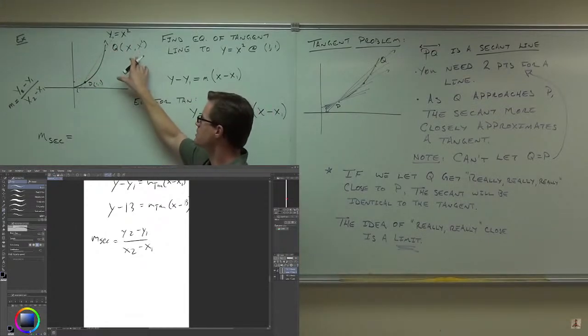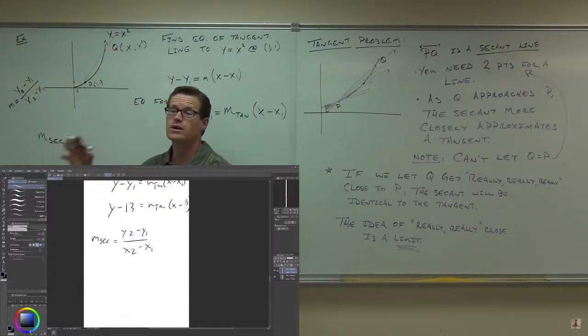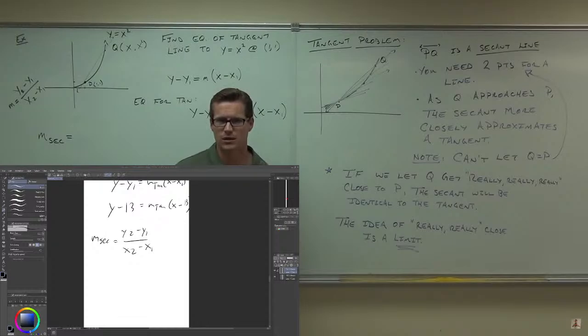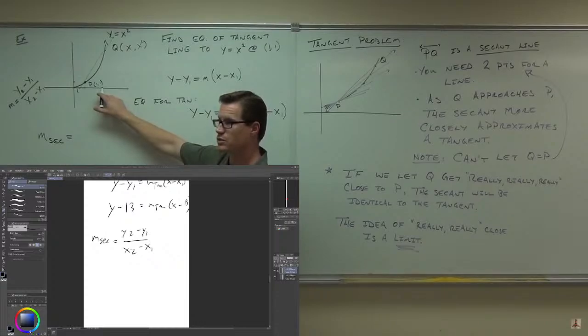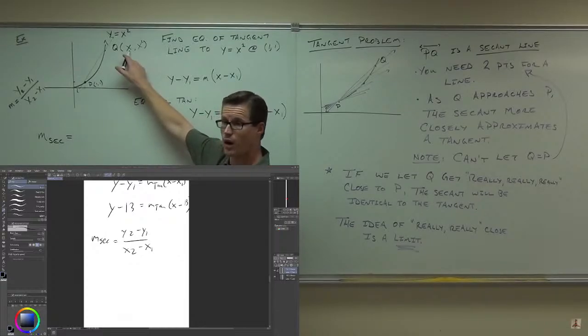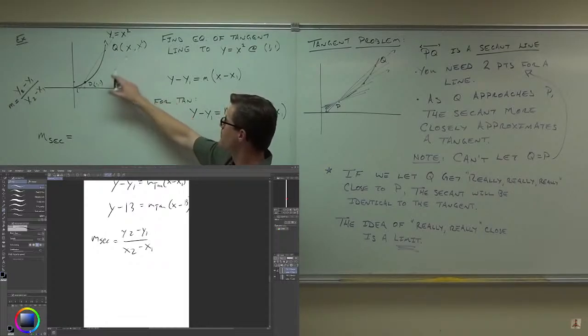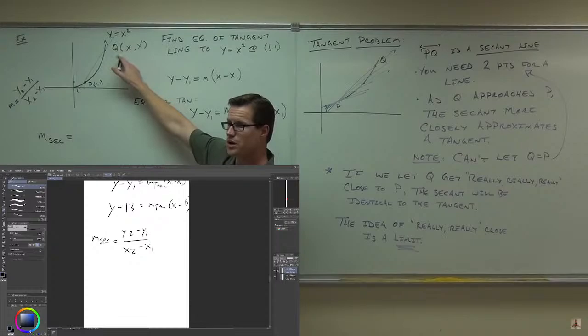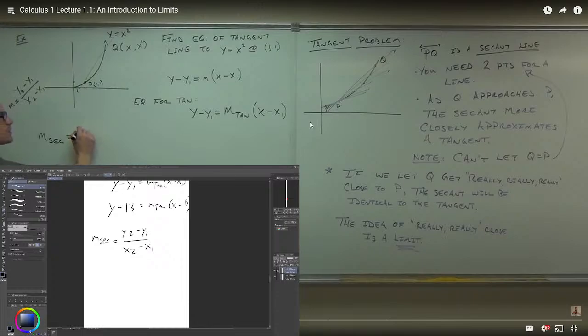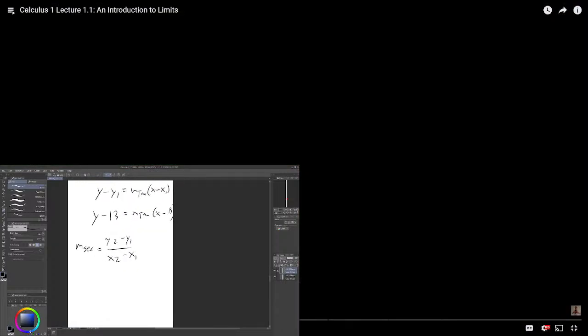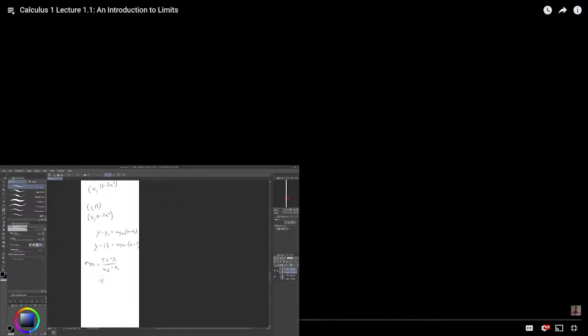Let's plug in these coordinates. We only have them on the board. Plug in these coordinates into that formula. In our case, our y2 is what? Our y2 would be x squared. What's our y1? Not x. Would be 1. What's our x2? What's our x1? Okay. y2 minus y1 over x2 minus x1. So what we have for the slope of our secant is y2 minus y1 over x2 minus x1.